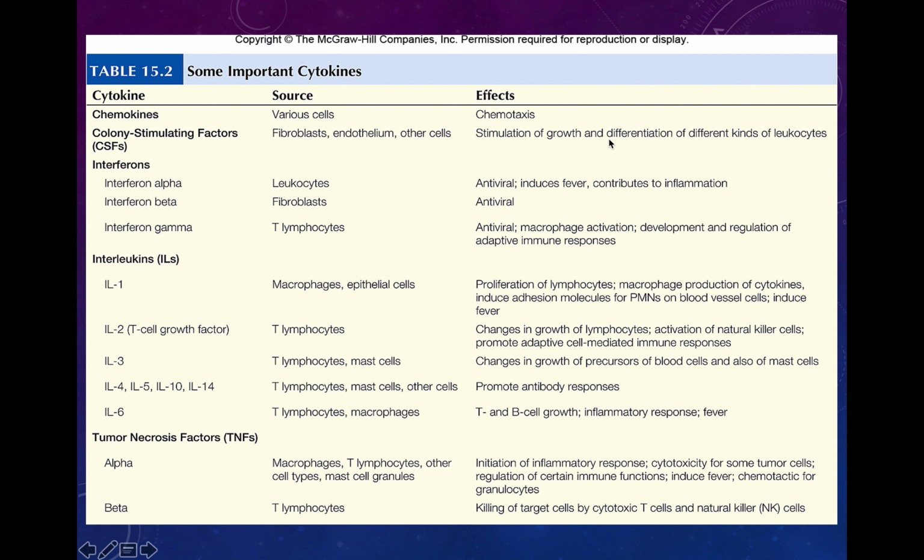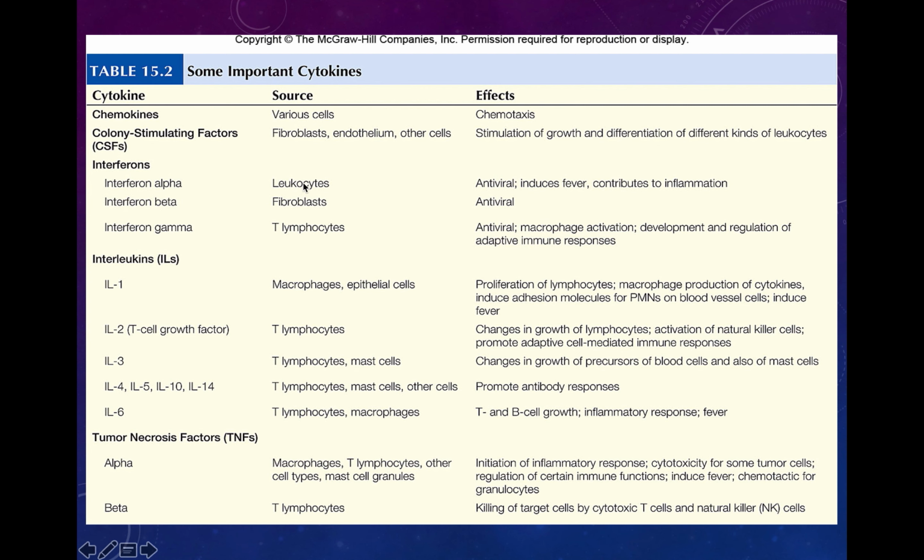Again, chemokines are chemotactic factors, as we just said. They can be secreted by a whole bunch of different types of cells. Almost any cell can secrete a chemokine. So injured tissue can secrete chemokines, and white blood cells can secrete them, etc. Colony-stimulating factor, we actually are not going to talk about this one at all. These are really important in stimulating the growth of different types of leukocytes that are needed for a particular response, but we won't be discussing these in detail.